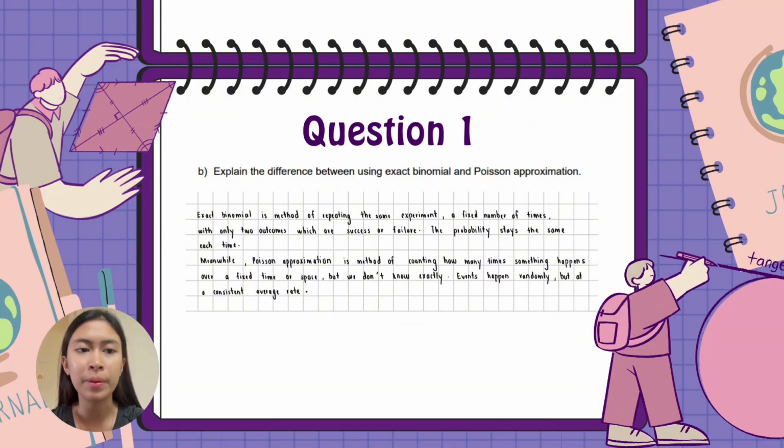So as the final part of question 1, question B, explain the difference between exact binomial and Poisson approximation. Exact binomial is a method of repeating the same experiment a fixed number of times with only 2 outcomes, which are success or failure. The probability will stay the same each time. Meanwhile, Poisson approximation is a method of counting how many times something happens over a fixed time or space, but we don't know exactly. So the events will happen randomly but at a consistent average rate. That's all from me, thank you.